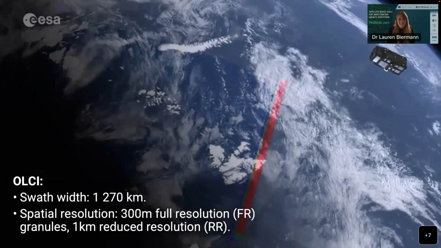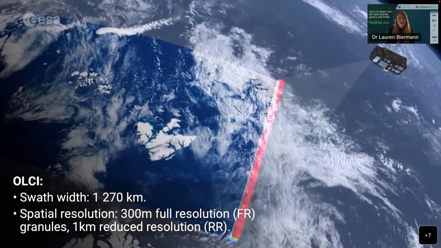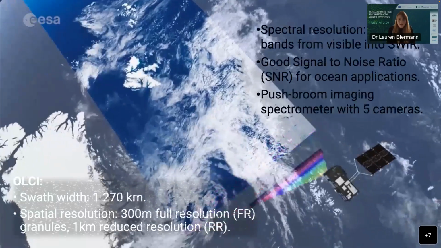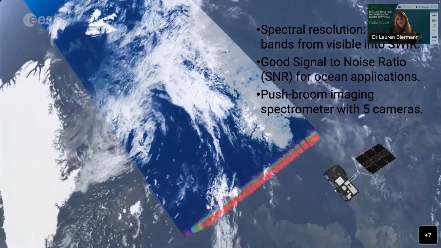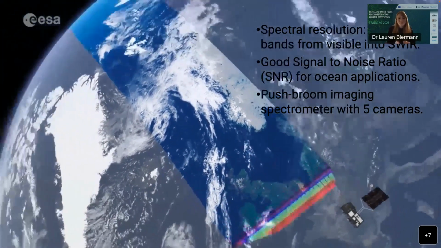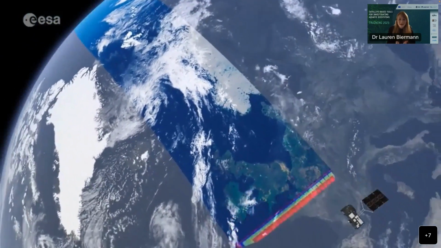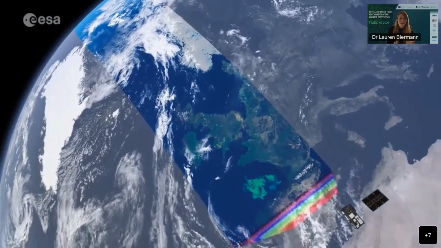It's collecting data over the Earth at 300-meter resolution and 1 kilometer reduced granules. It is collecting data in 21 spectral bands, so in the RGB and the visible, into the shortwave infrared. And as you can see, it's going over the UK now, and it's collecting data right now over this beautiful bloom in the Bay of Biscay.